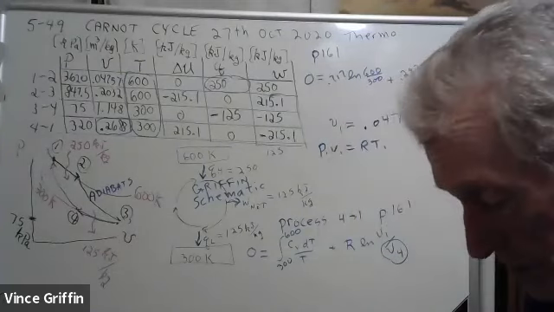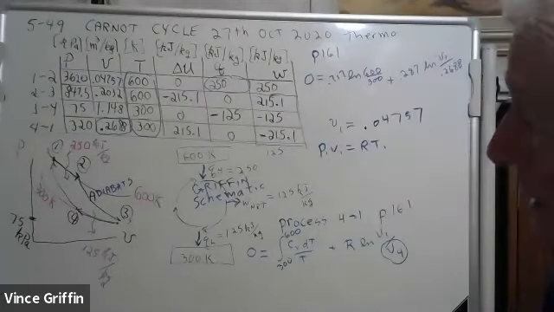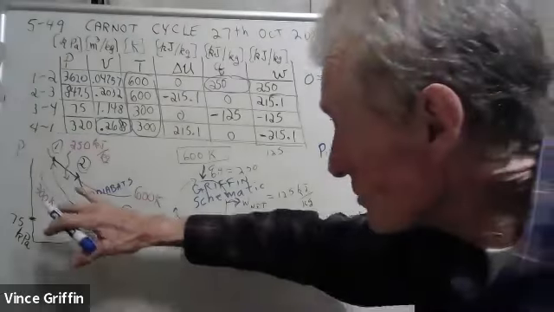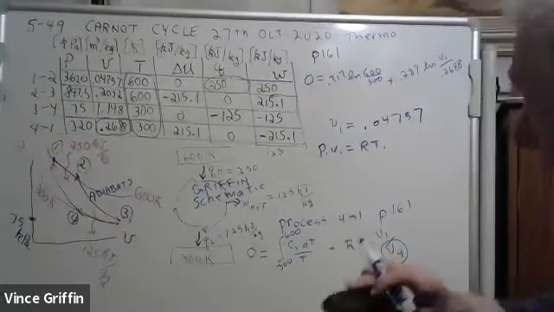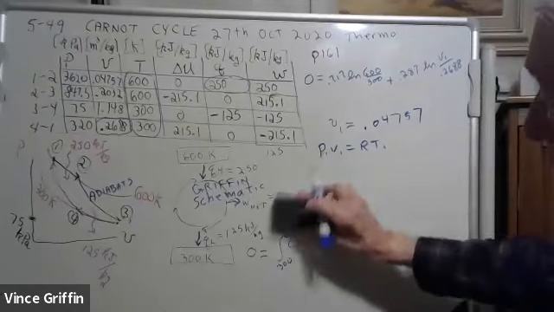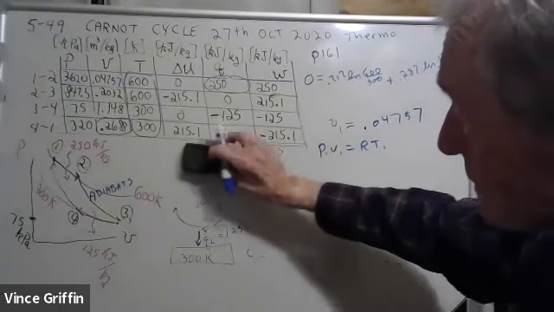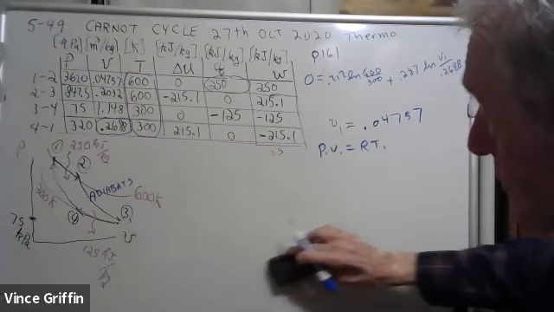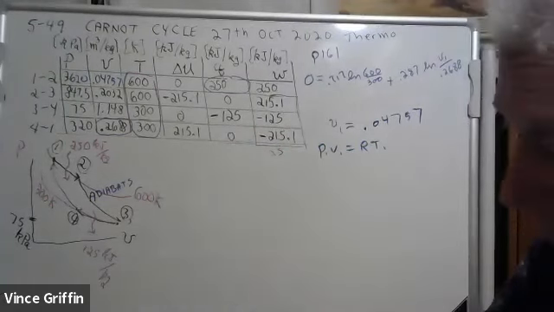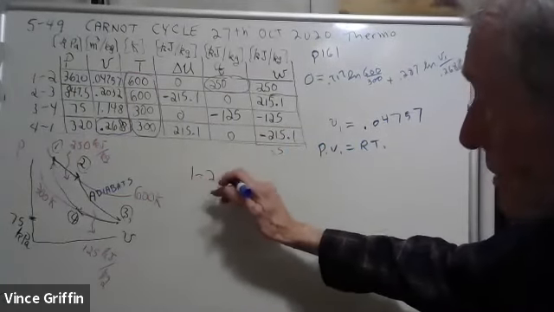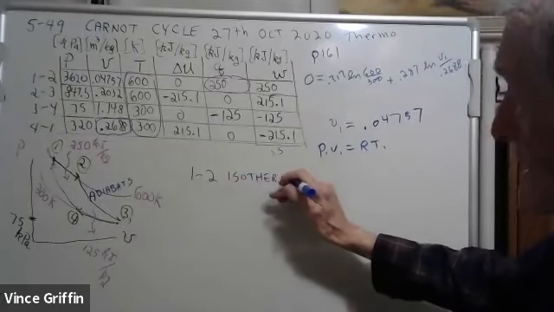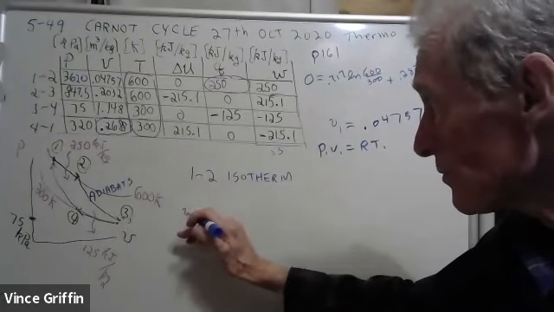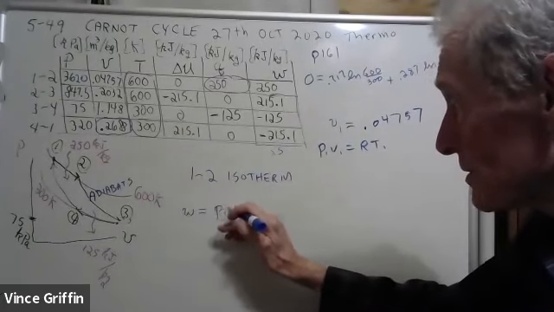Well, just to make sure that you understand, let's do this isotherm from 1 to 2. Let me make some room here, and we're going to do an isotherm from 1 to 2, and then we'll do something else. Now going from 1 to 2, it's an isotherm. And we have an equation for work per mass. It goes like this.